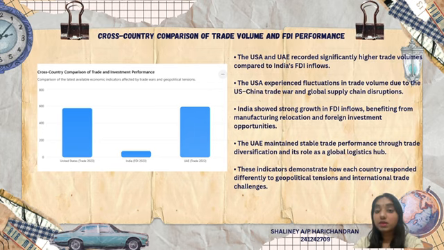The USA experienced fluctuations in trade volume due to the US-China trade war and supply chain disruptions. India benefited from increased foreign investment and manufacturing relocation, while the UAE maintained stable trade performance through diversification and its position as a global logistics hub. Overall, these indicators show how each country responds differently to geopolitical tensions and international trade challenges. In conclusion, each country experiences different impacts: India gaining investment opportunities, the UAE maintaining stability, and the USA facing the most direct challenges from the trade conflicts.